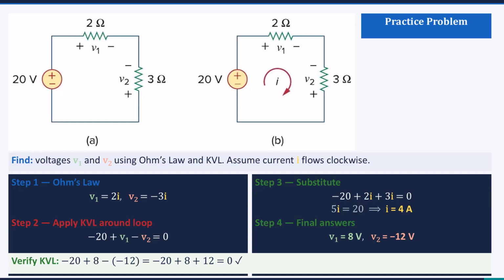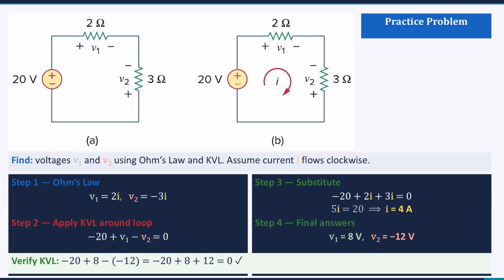Step 2, apply KVL around the loop. Going clockwise and summing voltage drops to 0, we get minus 20 plus V1 minus V2 equals 0. Step 3, substitute. Replace V1 with 2I and V2 with negative 3I. This gives minus 20 plus 2I plus 3I equals 0, which simplifies to 5I equals 20, so I equals 4 amperes.